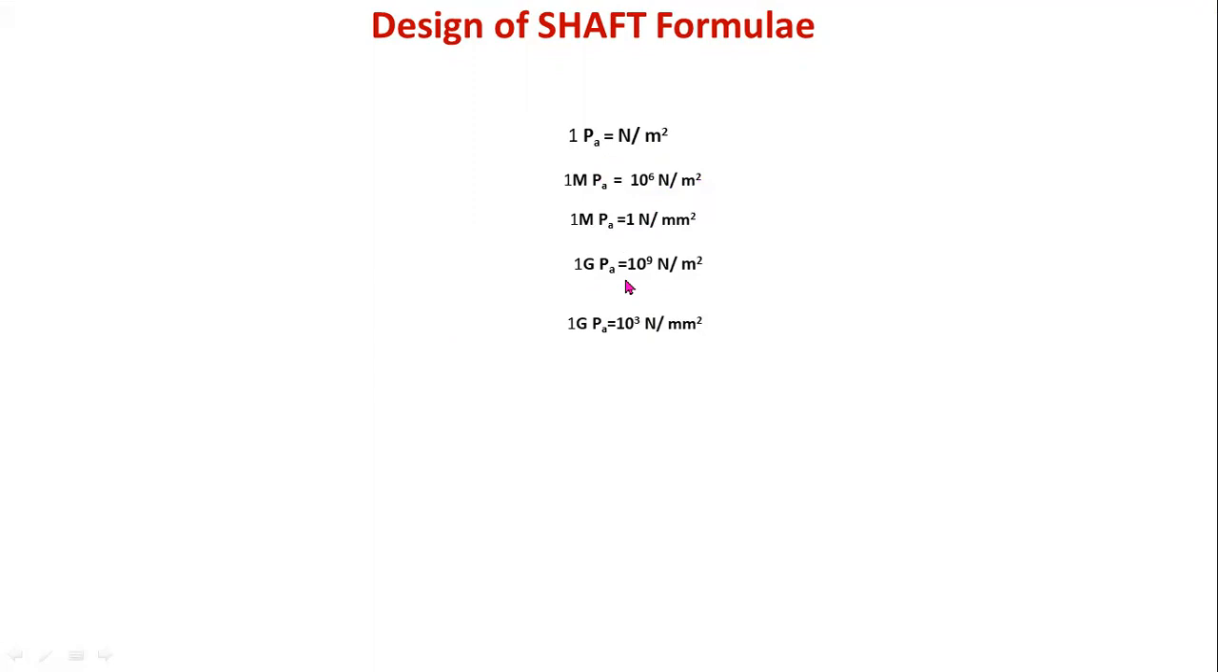1 gigapascal equals 10 power 9 Pascal, where 1 Pascal equals 1 Newton per meter square. In a similar way, 1 gigapascal equals 10 power 3 Newton per mm square. These are very important for problems.